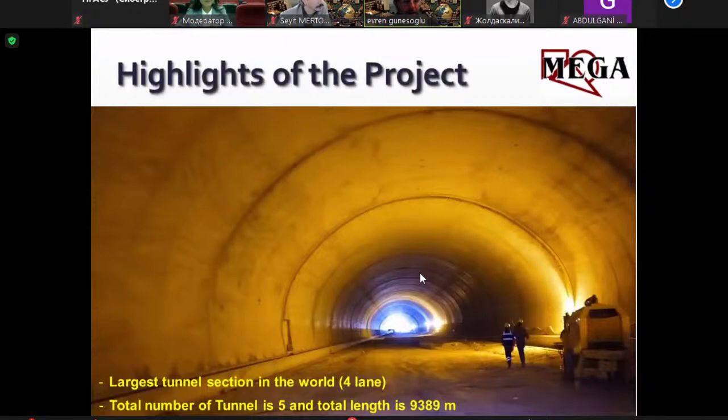I have already said that there are 5 tunnels in the project, and the total length of the tunnels is 9,389 meters. The tunnel is very important with its 4 lanes. It is the largest tunnel section in the world, and the excavation method was the NATM method.